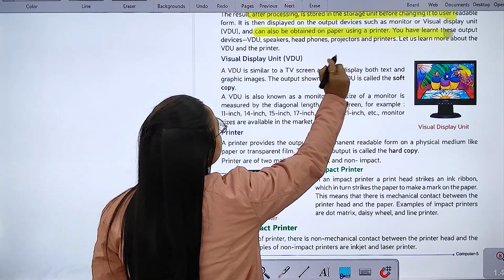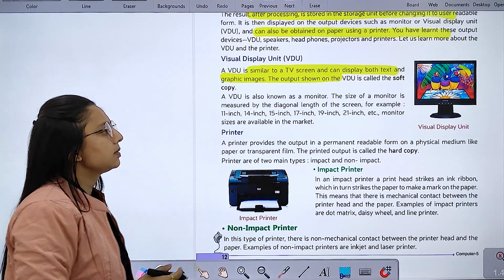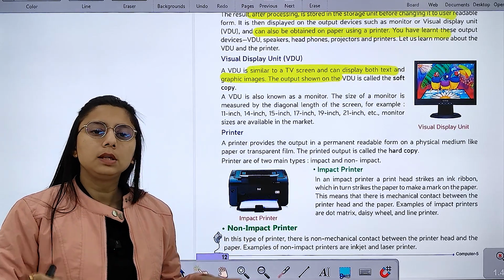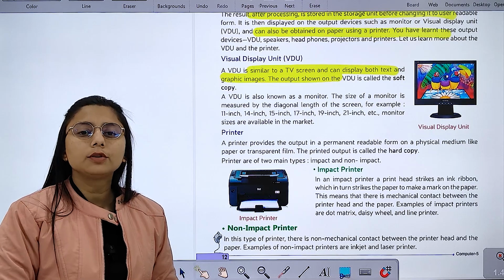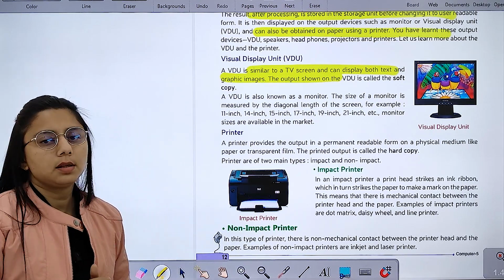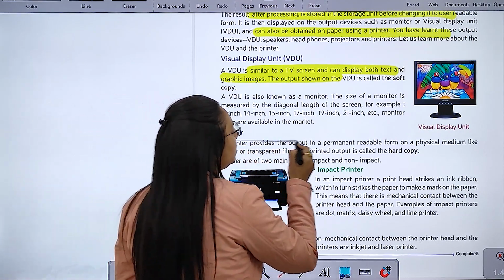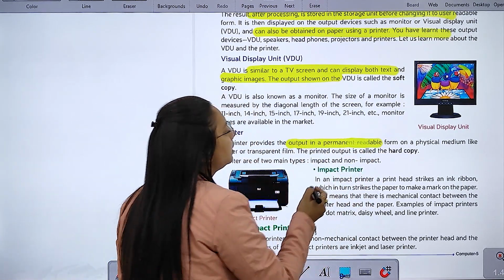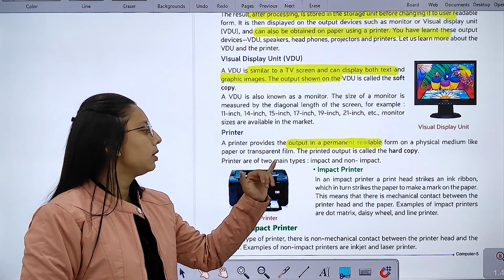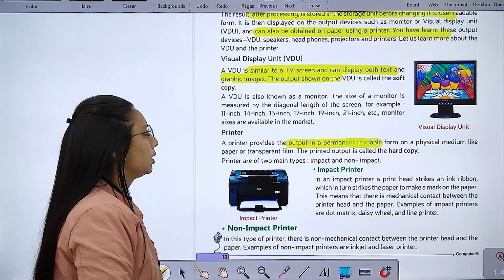It is similar to a TV screen and can display both text as well as graphics. What do we call it? The thing that we see on our video monitor, we call it the soft copy. It is also known as monitor. Then we have printer. A printer provides output in permanent readable form on a physical medium, like paper or transparent film. How do we get the print? In the form of hard copy.